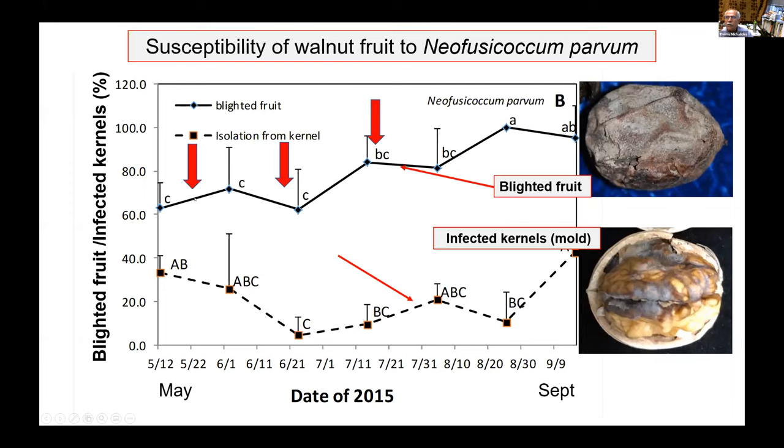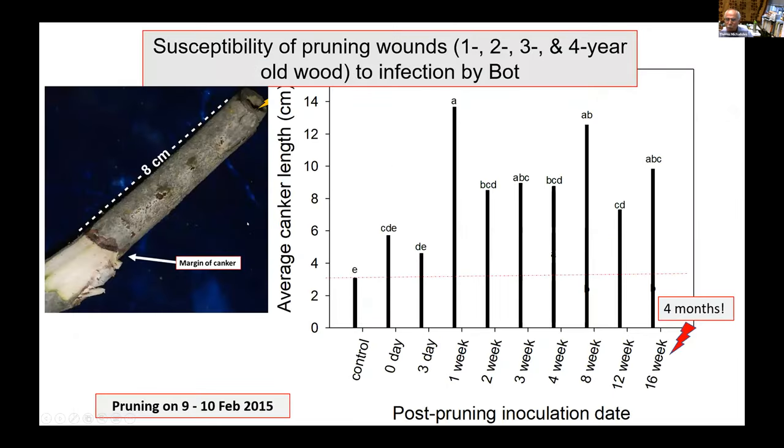We have, for instance, calendar sprays done in mid-May, mid-June, mid-July, and this is done to protect those green fruit from the latent infections. The cankers that develop from pruning wounds are very, very significant in walnuts because the walnut wood is very soft. It has the pith channel here that helps for these infections.